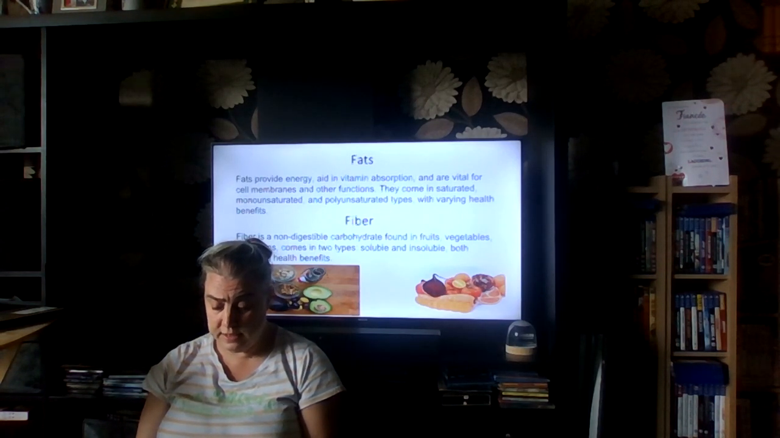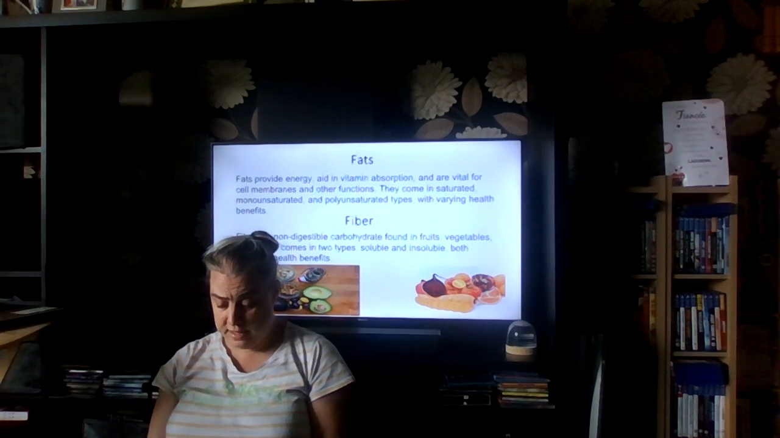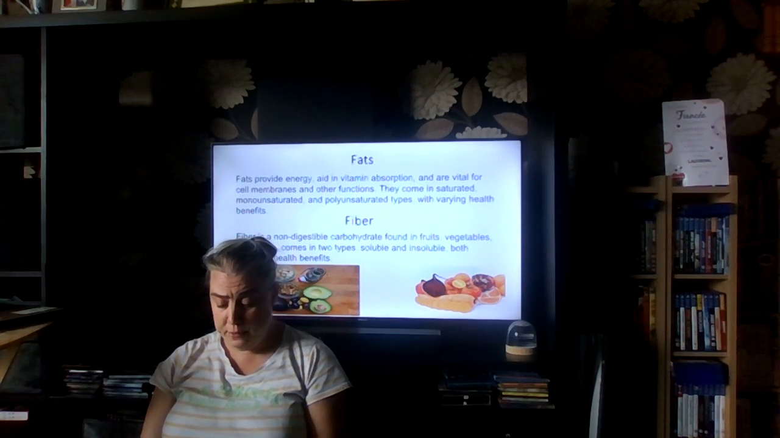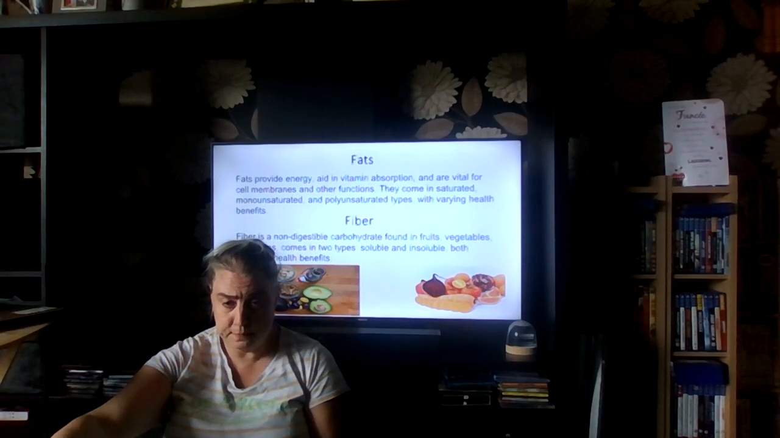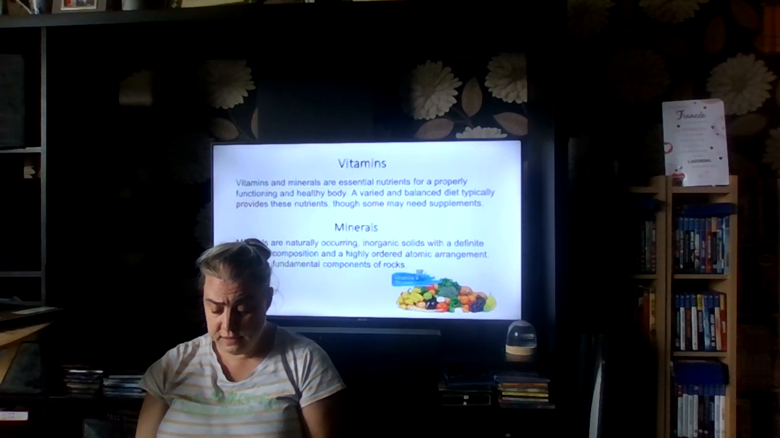They come in saturated, monounsaturated and polyunsaturated types, which have varied health benefits. Fibre is a non-digested carbohydrate found in fruit, veg and grains. It comes in two types, soluble and insoluble, both providing health benefits. Vitamins and minerals are essential nutrients for the proper function of a healthy body. A varied and balanced diet typically provides these nutrients, though some people may need supplements.